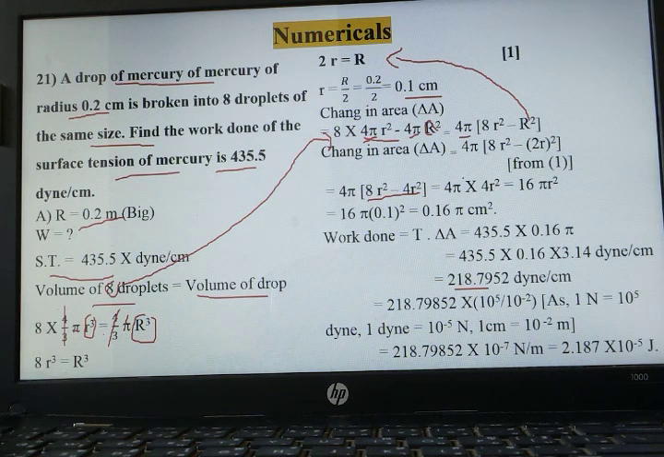8 minus 4 is what? 2. No. 8 minus 4 is what? 4. I am sorry. 8 minus 4 is 4. So we'll be getting 4 pi into 4 r square. 4 4s are 16. So we'll be getting 16 pi r square.